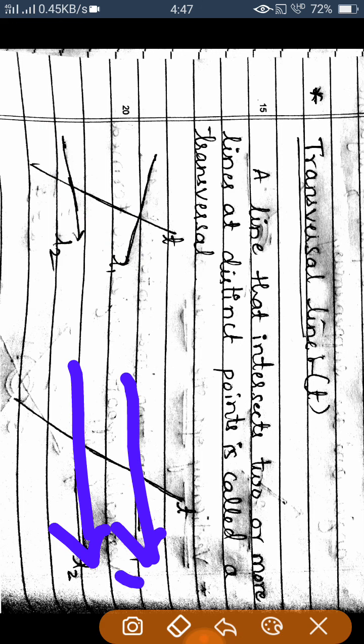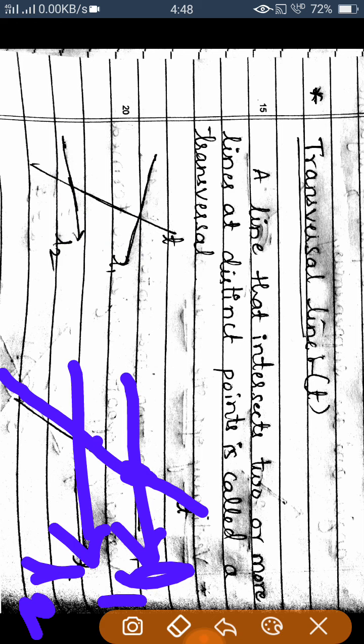This T is called the transversal line. In this case there is no condition at all for the lines, but there is a condition that I'll tell you afterwards. Here also there are L1 and L2, and the transversal line is cutting them at distinct points. This is called a transversal line.